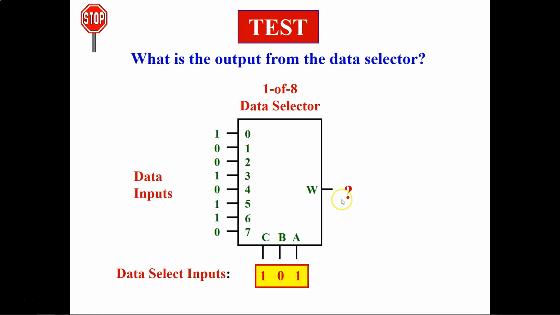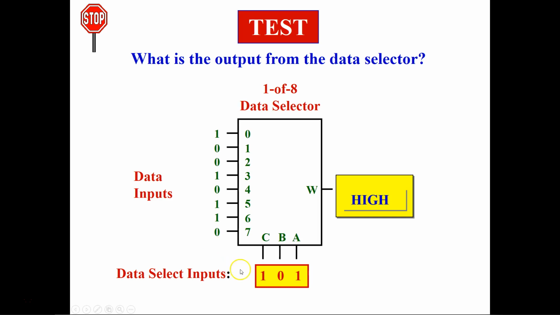here. So either you can say 1 here, or you can say the output should be high. Both are the same thing. Let's see if our answer matches. So yes, here the output is high, which means 1.